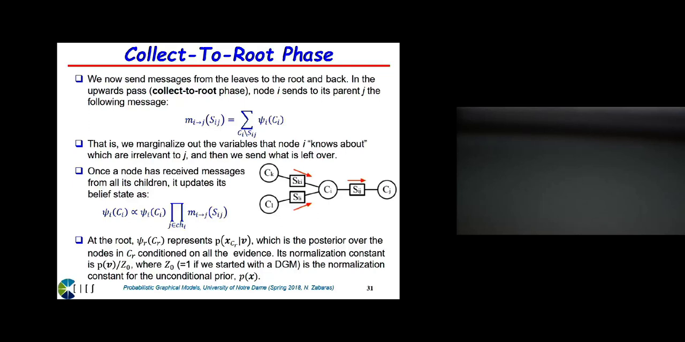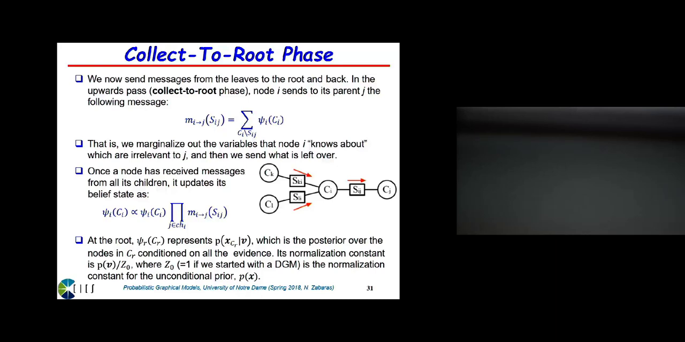Since I'm only going to send information related to the common variables, the message I'm going to send from I to J will be the potential of node I, defined by the clique of node I, where I integrate out all the variables but the variables that are involved in the separator. Make sense? So we send all the information contained here that is common to CJ and explicitly defined through the separator.